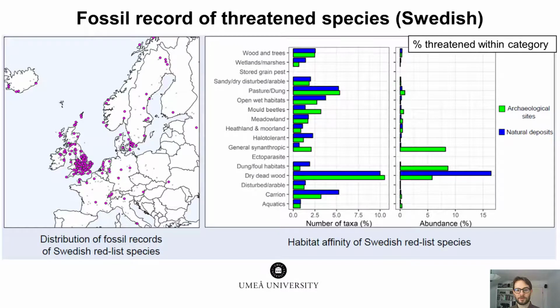Here is the work of Francesca. Here she has looked at the distribution of threatened species in Sweden and their occurrence in the fossil record. We can see that there's a considerable bias in the fossil insect data towards the British Isles, but we can see that the threatened species of Sweden have a number of different habitat affinities, but most of them are connected to dry, dead wood.